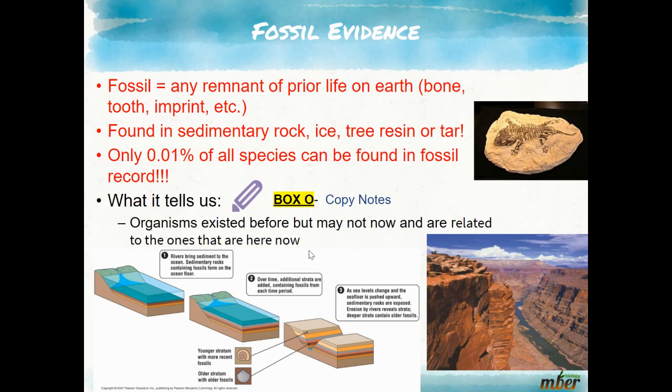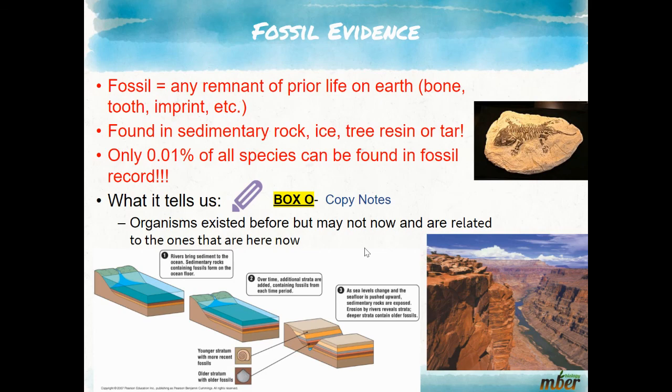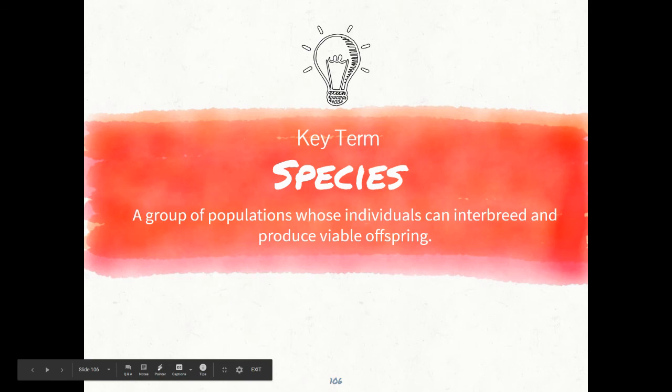Organisms existed before but may not now and are related to the ones that are here now. So it's possible that their offspring, as they went on and developed and became new species, are still alive today, even though they're gone. So key term, write this down. Species: a group of populations whose individuals can interbreed and produce viable offspring.